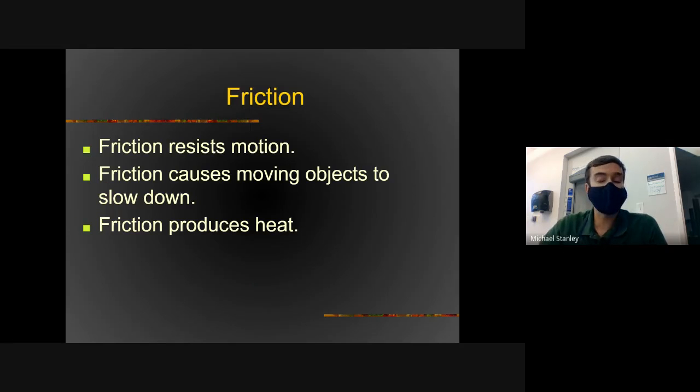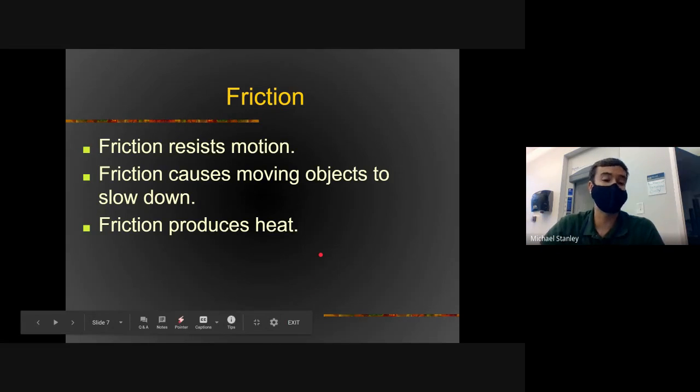So it causes moving objects to slow down. Again, this is why if you're pedaling your bike and then you stop pedaling, eventually you'll roll to a stop. Or if you're in your car and the engine shuts off or you shift down into neutral, you might travel along the road for a while, but eventually you're going to slow down and slow down and slow down and stop. And part of that is because of the friction between your tires and the road.